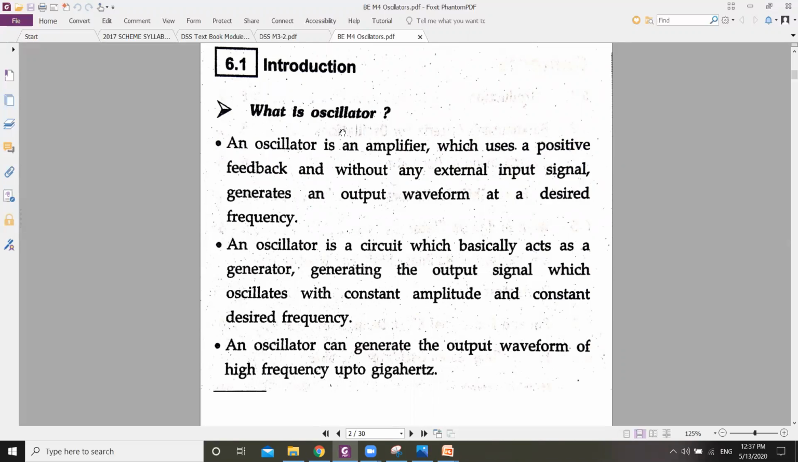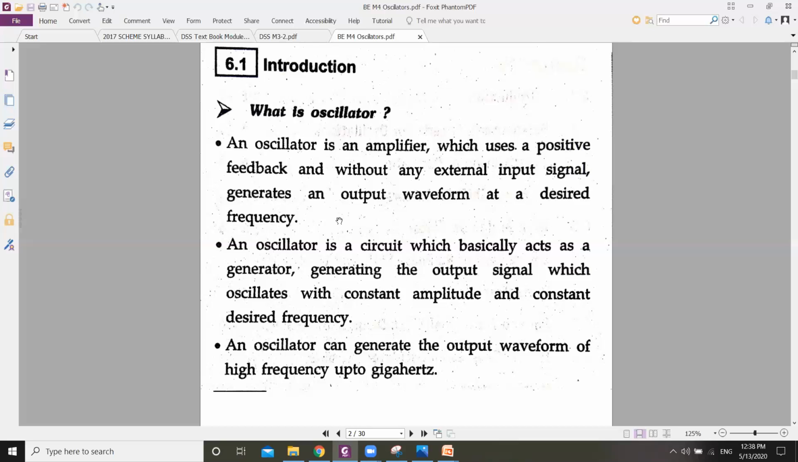An oscillator is an amplifier which uses positive feedback and, without any external input signal, generates an output waveform at the desired frequency. Very important point. What it is trying to say is that an oscillator is a kind of amplifier which uses the positive feedback concept, and without any external input signal, it generates output waveforms at the desired frequency. The meaning is that an oscillator is capable of generating oscillations.